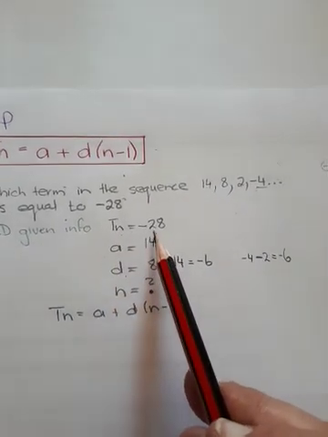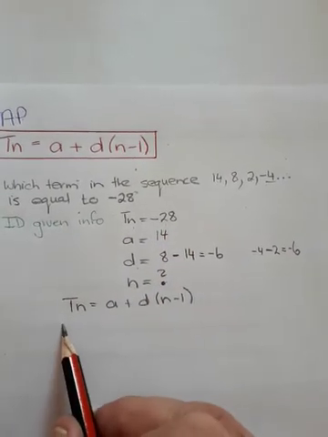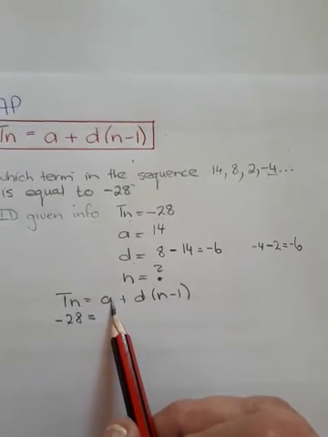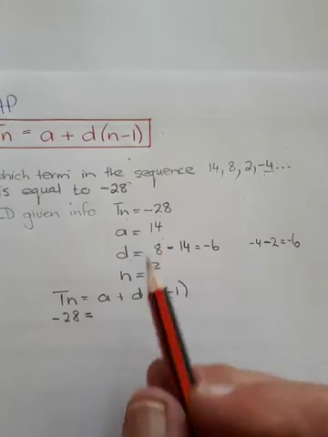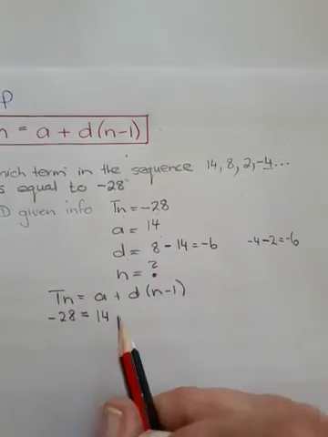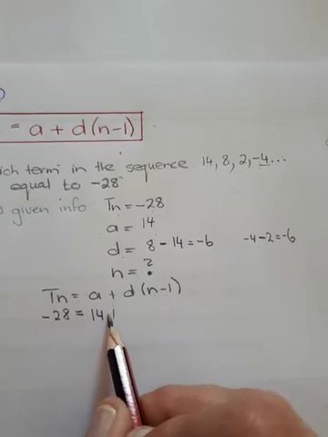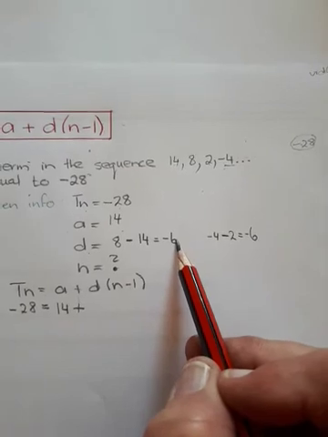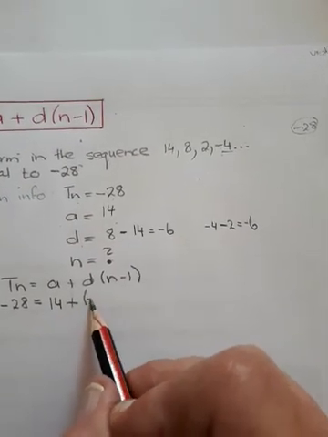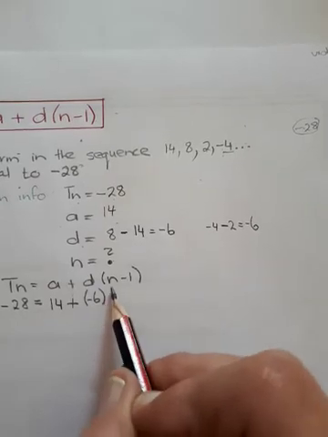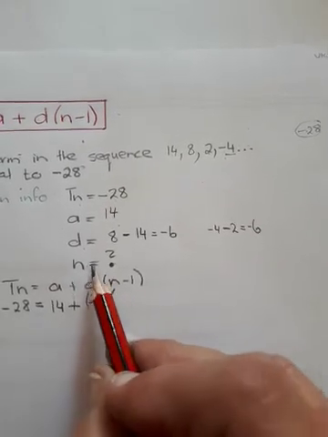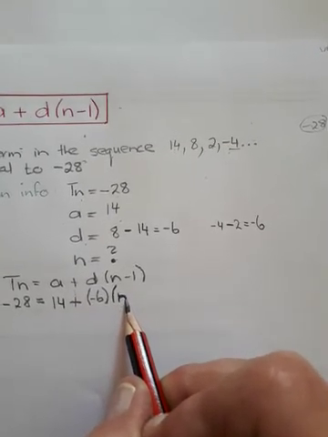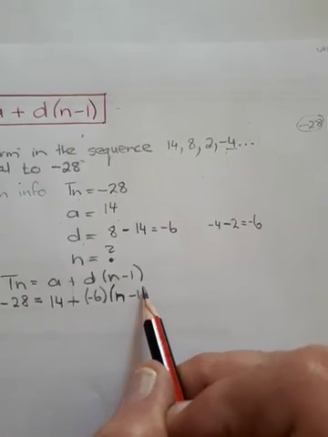Now you can just simply substitute the values. In the place of Tn, we will write negative 28. Then type down your equals. Then what are we going to write in the place of A? You have already identified that. That's 14. Then comes your plus. Then what is your common difference? We have already calculated the common difference as negative 6. So substitute negative 6. Then comes open bracket. n is the question that is being asked, so that will remain your variable, a letter, minus 1.